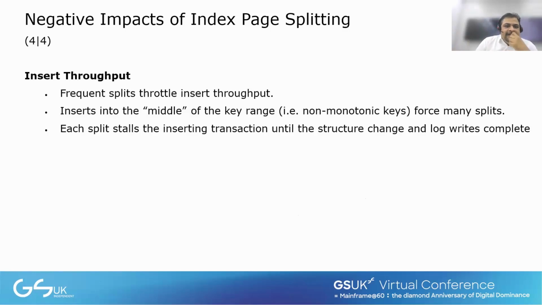Insert throughput gets negatively impacted, as we already discussed. So frequent splits throttle insert throughput. If a key tries to insert into the middle of the key range, which is called non-monotonic keys, it can force many splits. Generally, keys are either growing from low to high or high to low. But if it is in the middle, each split stalls the inserting transaction until the structure changes and the log writes complete.